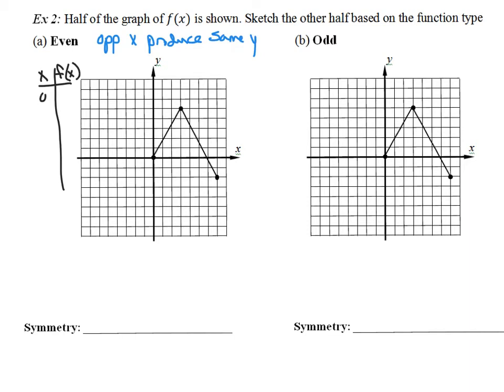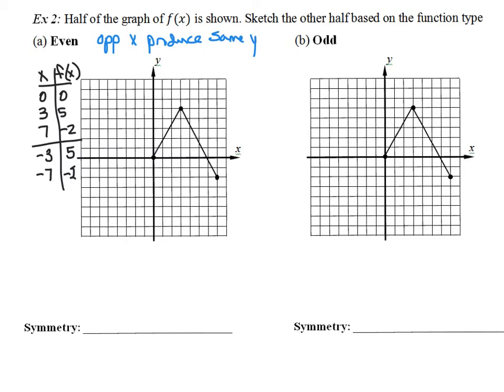So I see that I've got the point 0, 0, I've got the point 3, 5, and I've got the point 7, negative 2. Now 0 is not going to help me at all because when I take the opposite of 0, it's still 0. So let's look at the other 2 points. When I take the opposite of 3, that's going to be a negative 3, but because I have an even function, the y stays the same. When I take the opposite of 7, that's going to be a negative 7, so therefore I'm going to keep my y value the same, negative 2.